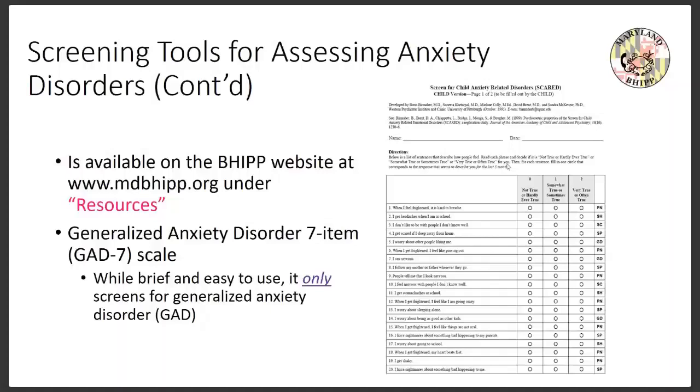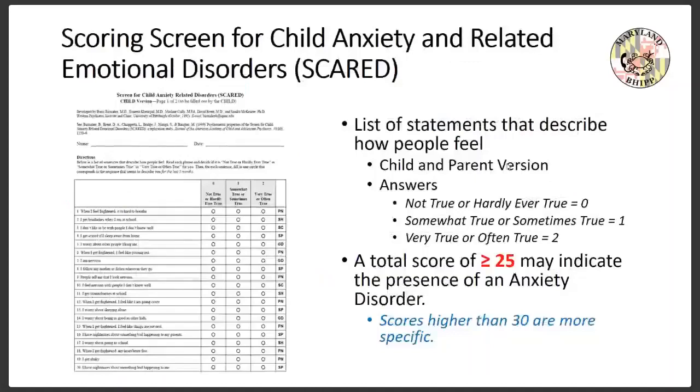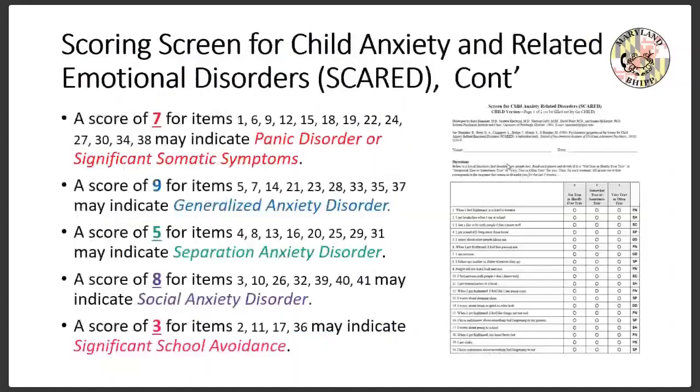The SCARED consists of 41 items and 5 factors that parallel the DSM-5 classification of anxiety disorders. There is a child and a parent version, and they have moderate parent-child agreement and good internal consistency, test-retest reliability, and discriminant validity. The SCARED is an instrument that screens for a number of anxiety disorders as seen on the slide, and includes generalized anxiety disorder, separation anxiety disorder, panic disorder, social phobia, and in addition, whether these symptoms relate to a school phobia.